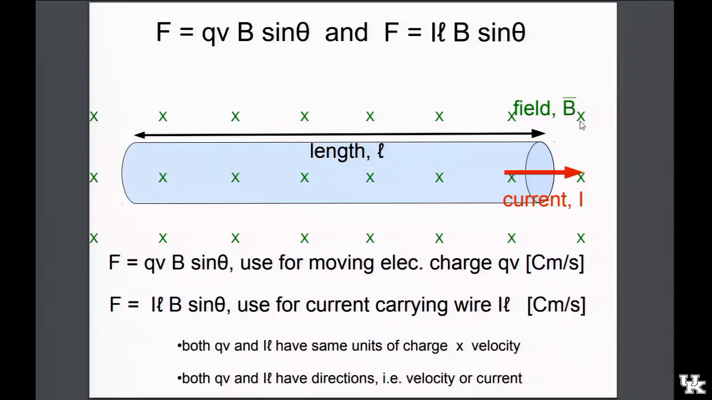Both of those quantities, QV and IL, that feel magnetic forces, have a direction to them. The velocity obviously has a direction: the particle was traveling from left to right, for example. The current also has a direction to it: the current was flowing from left to right. So they also have that directional feature, which is important in determining the direction of the force in the field.